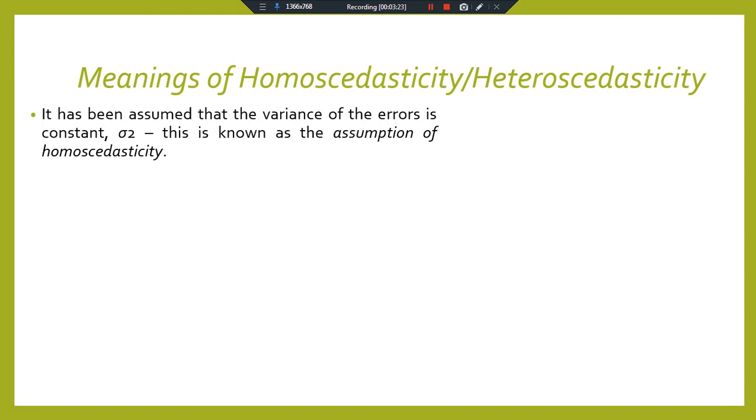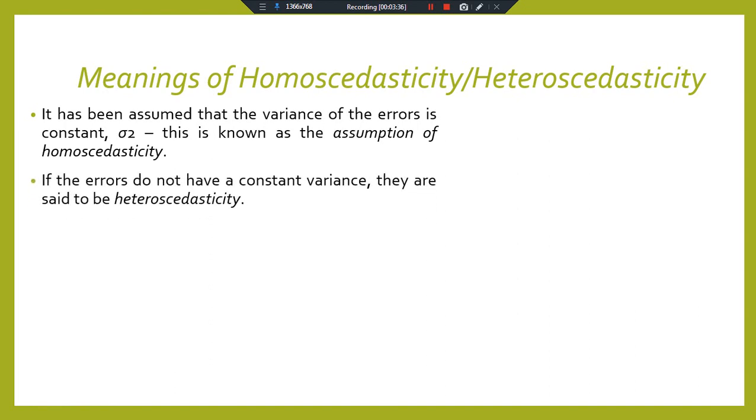It has been assumed that the variance of the error is constant. This is the assumption of homoscedasticity. And if the error terms do not have a constant variance, they are said to be heteroscedastic.